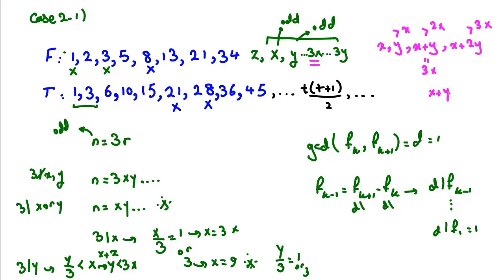So it means x plus y equals 3x. So y equals 2x. But we said that y equals z plus x. It means z equals x. But we know z is smaller than x in the Fibonacci sequence. It is increasing.